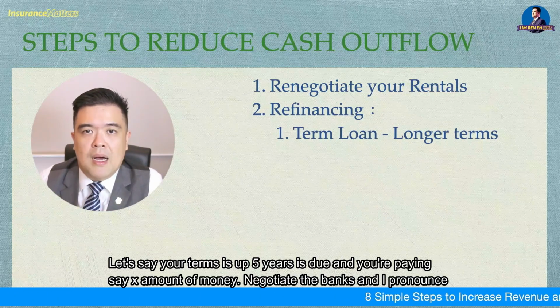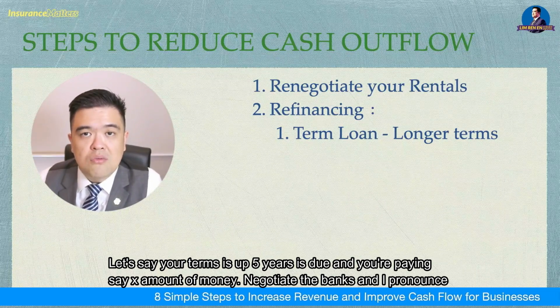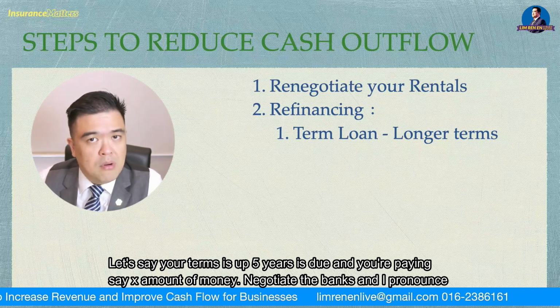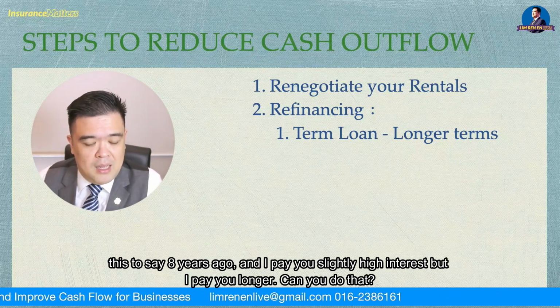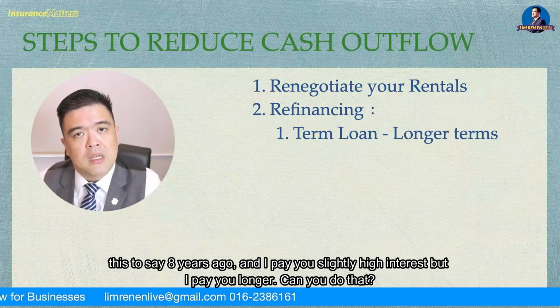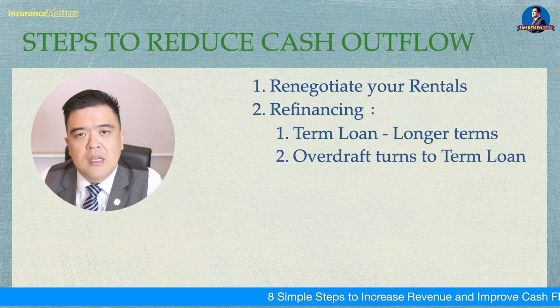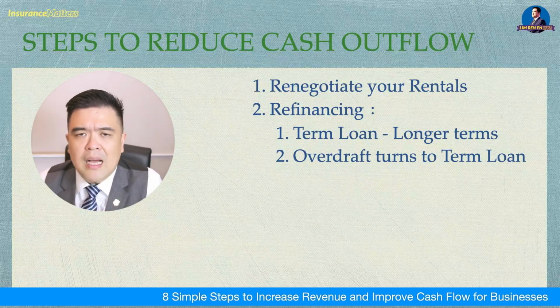Let's say your term is up in 5 years, is due, and you're paying, say, X amount of money. Negotiate with the banks. Can I prolong this to, say, 8 years now? And I pay you slightly higher interest, but I pay you longer. Can we do that? Overdrafts turn to term loan. Overdrafts are always expensive. Turn to term loan. Negotiate. Ask the banks to do it.